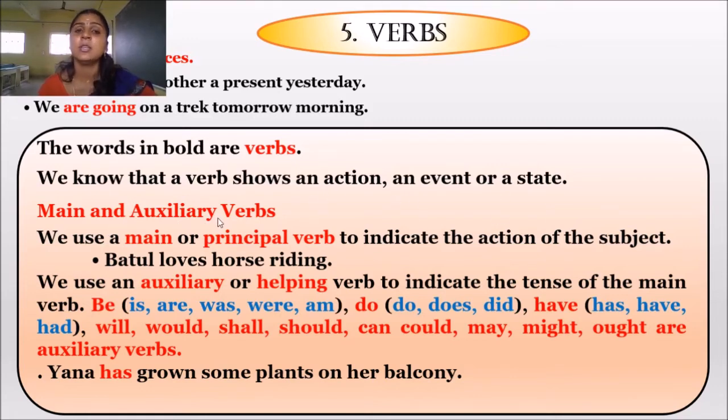Now we know that a verb shows an action, an event or a state. Main and auxiliary verbs. So what are the two types of verbs? Main and auxiliary verbs. We use a main or principal verb to indicate the action of the subject. Batul loves horse riding. So children, there are two types of verbs, main and auxiliary verbs. The main verb is also called the principal verb. Main verb and auxiliary verb are the important parts of a sentence, and both of them contribute to make a correct sentence. Only when they both contribute together can they make a perfect sentence.